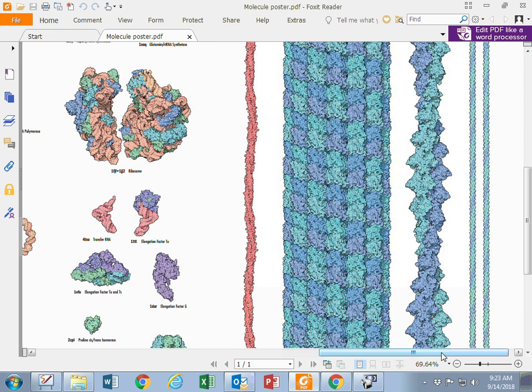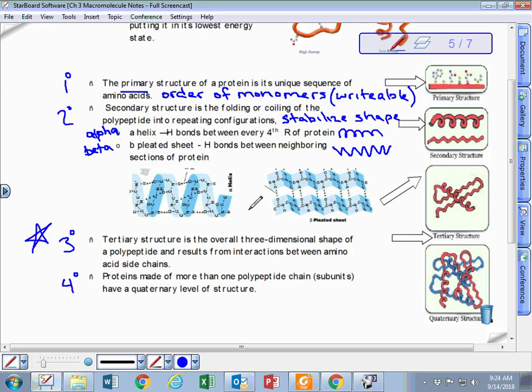So the shape that these proteins take is what makes them work the way they do. Screwdrivers and hammers are both made out of metal. It's the shape of the metal that makes them do one job or the other. This three-dimensional shape is what determines the function or purpose of the protein. If the protein loses its shape, it stops working.